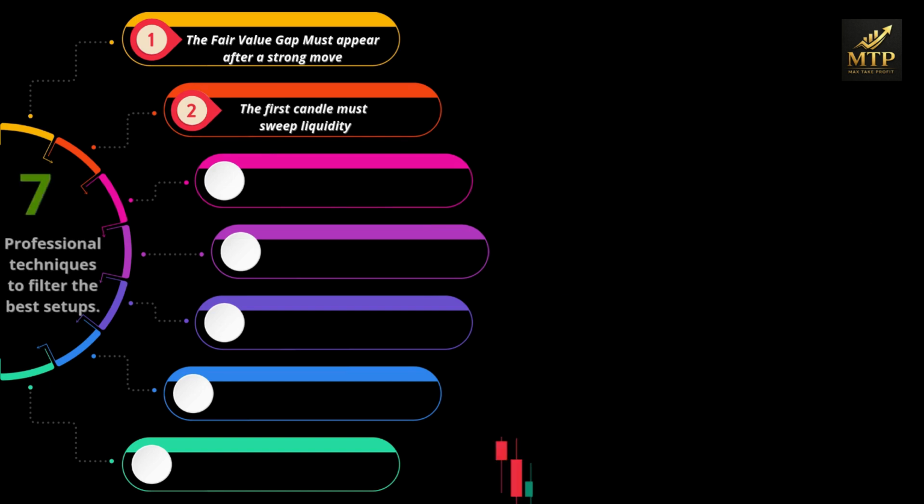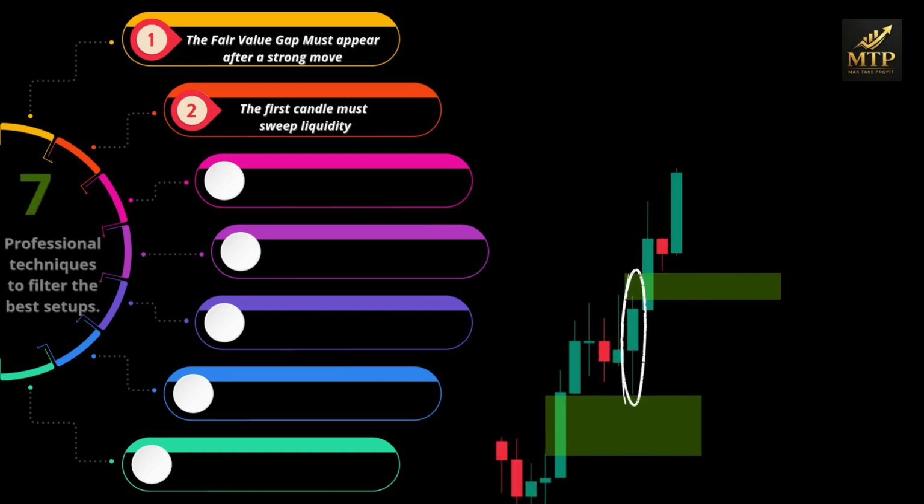2. The first candle must sweep liquidity. A strong fair value gap often begins with a liquidity sweep. This means price breaks a previous high or low, quickly re-enters, then closes back inside the previous range. This sweep traps retail traders and allows institutions to enter positions. Fair value gaps that follow a liquidity sweep have much better probabilities.